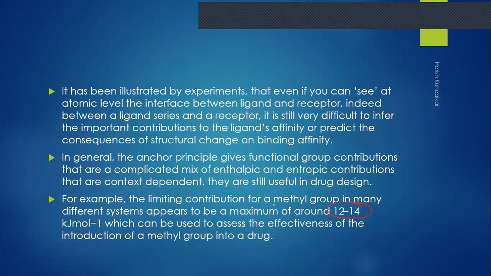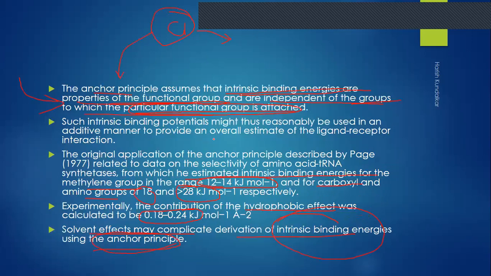Like for example, if we want to add a methyl group, then whichever core structure, whichever basic structure we add the methyl group on, it will tend to produce a maximum of around 12 to 14 kilojoules per mole difference. So that means if we add one methyl group, it is going to change the binding affinity by around 12 to 14 kilojoules per mole. Okay, so that is what is mentioned by Page in his anchor principle.